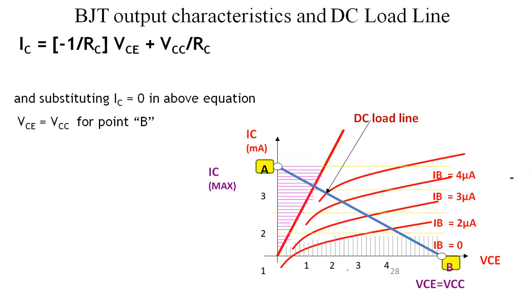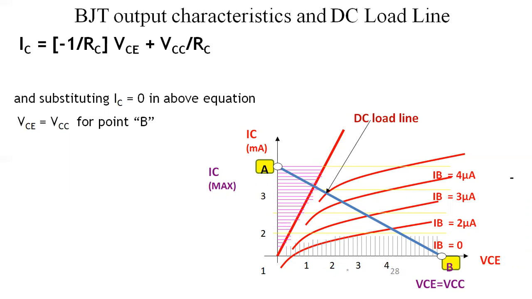What we can conclude is that it is nothing but the set of points of VCE and IC, the collector current and the collector voltage that has been applied to this transistor. So these are the values of IC and VCE, and according to that, we get these different regions.